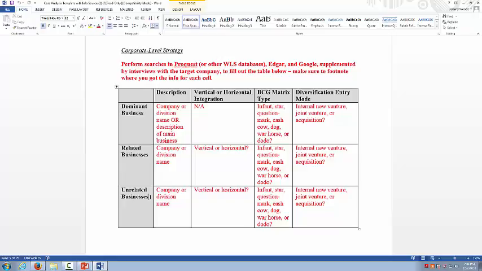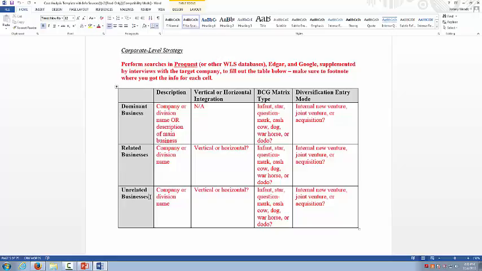Is that vertical or horizontal integration, do you think? Horizontal. No, horizontal means that you're buying another web portal. Vertical means that instead of sending products to a distributor, you're going to distribute them yourself. So in this case, that's going to be vertical integration. What would you say for the type of business Amazon Prime is? Still a star. Yeah, I'd say it's still a star as well.